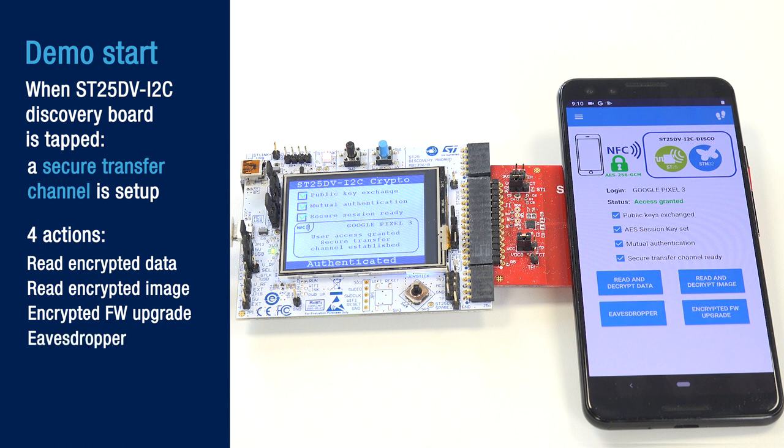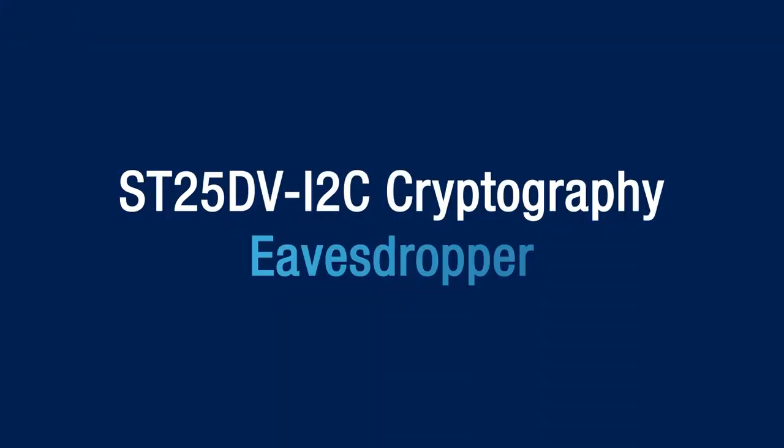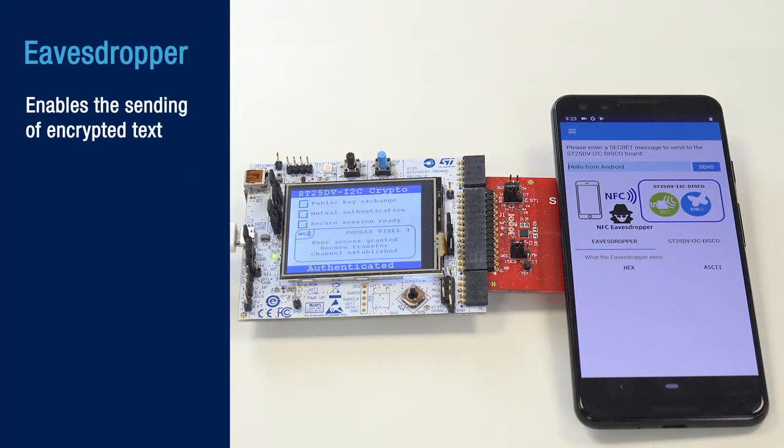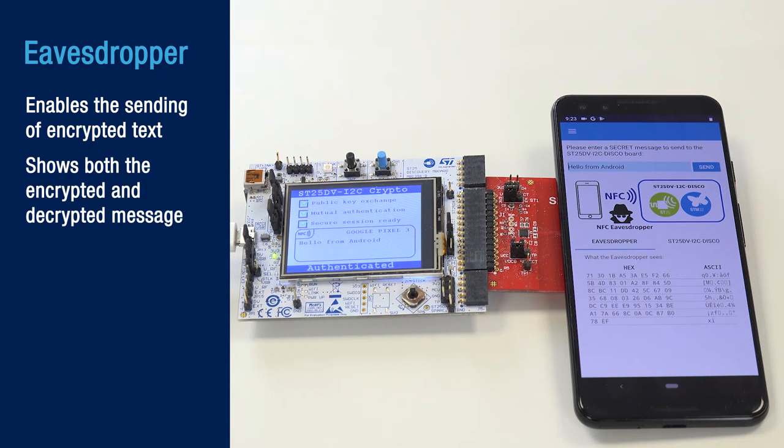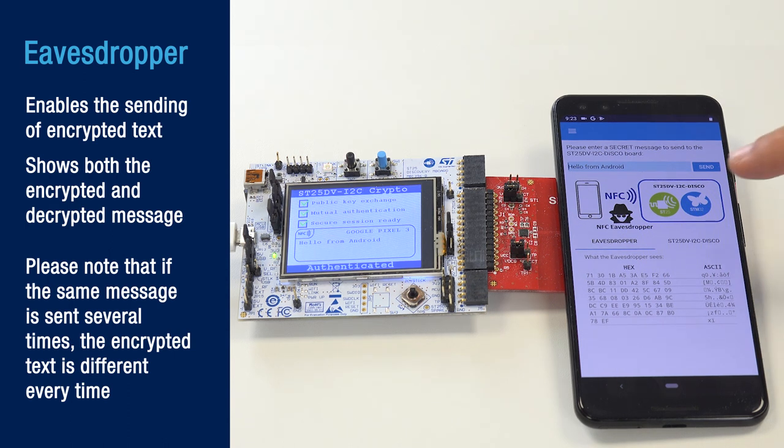Eavesdropper demo. We're going to start with the eavesdropper demonstration. This feature enables the sending of encrypted text and shows both the encrypted and decrypted message. Please note that if the same message is sent several times, the encrypted text is different every time.